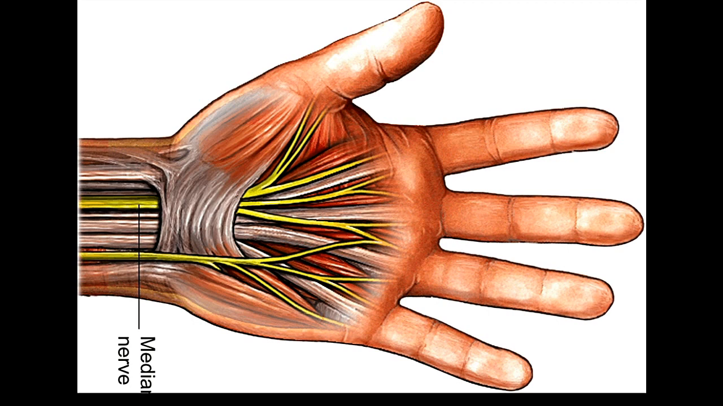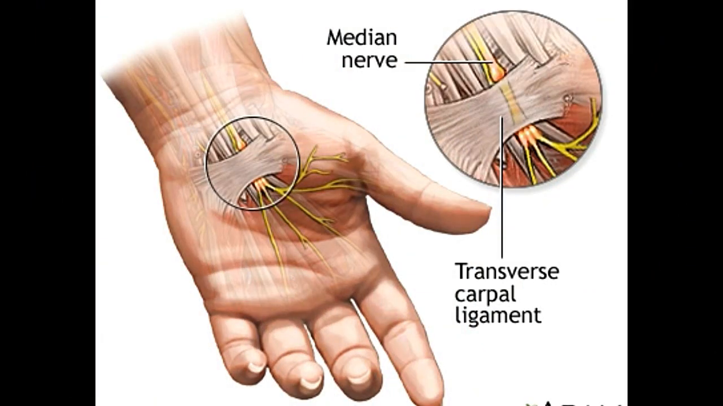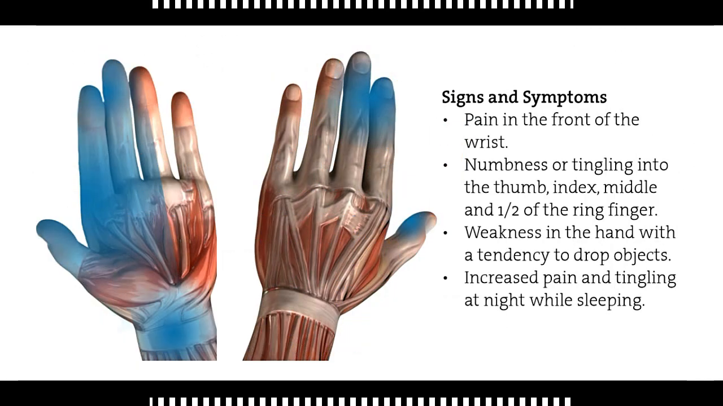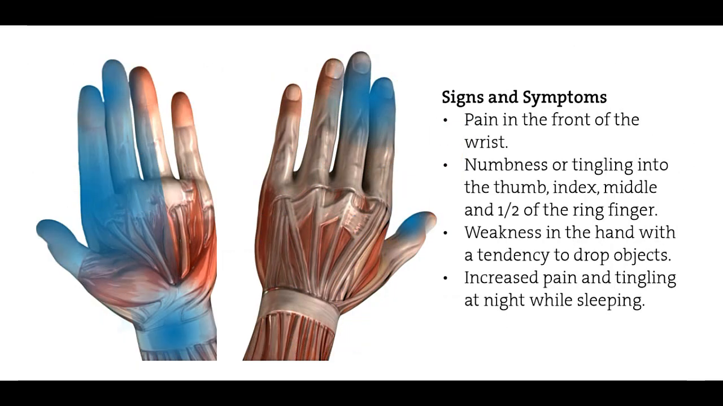Now, these next three pictures will actually show you how the median nerve passes through the wrist under the transverse carpal ligament, which usually forms like a tunnel over the carpal bones of the wrist.